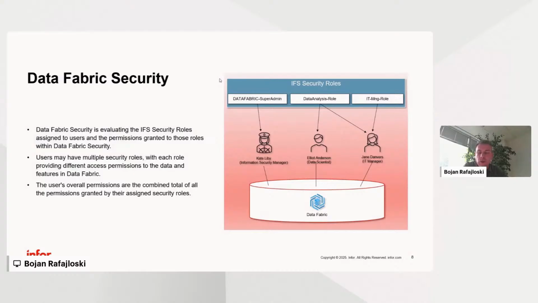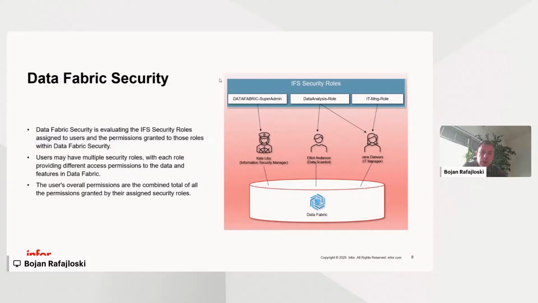So for every group of personas that you would like to manage within Data Fabric Security, you would create an IFS security role, and then you would use that IFS security role to define the permissions within Data Fabric Security. This is not a new subject. It's been released for some time now. In October 2024, we enhanced it with the Data Fabric data security permissions, and now we're just discussing the enhancements to export and import security profiles.